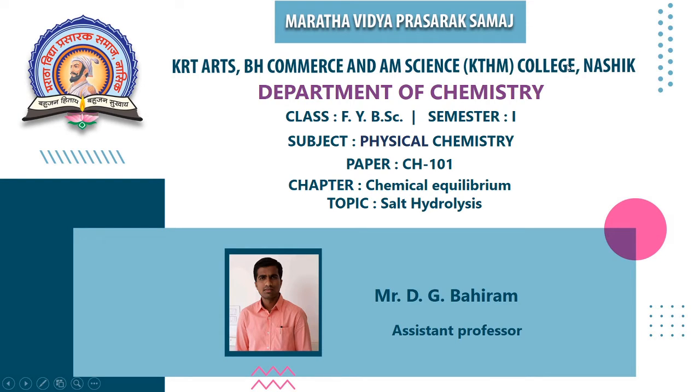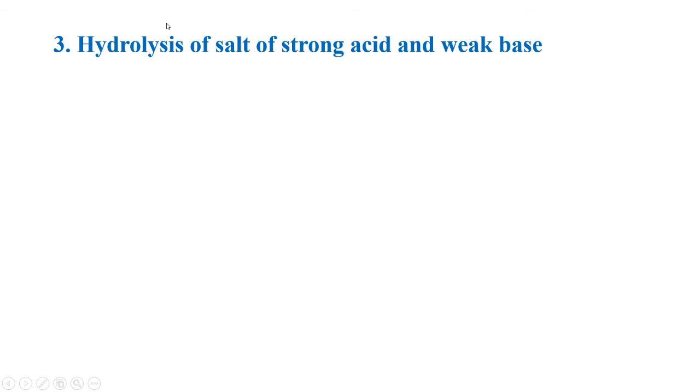Students, in the last lecture, we have seen the salt hydrolysis for the hydrolysis of strong acid and strong base. Then we have seen the hydrolysis of salt of weak acid and strong base. So in this lecture we are going to see the hydrolysis of salt of strong acid and weak base. So let's start with the third type, hydrolysis of salt of strong acid and weak base.